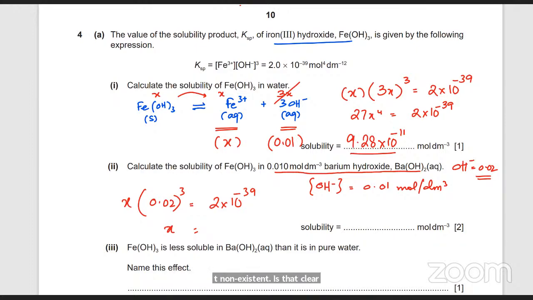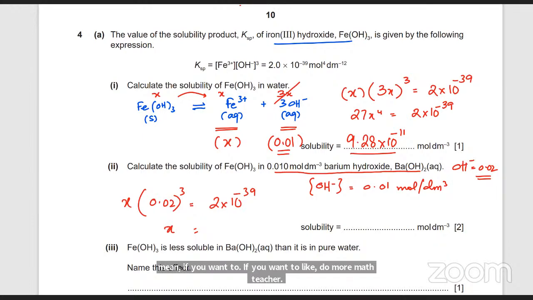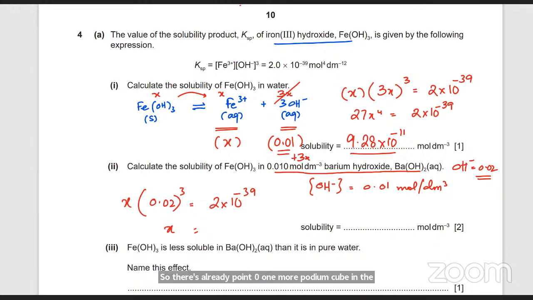Okay. So matlab iski jo exact value hogi na, that will be 0.01. I mean, if you want to like do more math, theek hai? So there's already 0.01 mole per dm cube in the solution, plus there is 3x mole per dm cube that will be produced from the FeOH3. Yani pehle khali 3x tha, now it's 0.01 plus 3x.